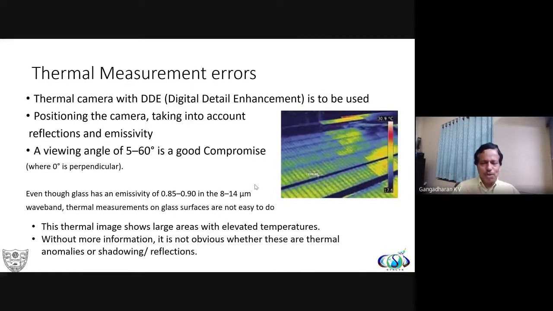So the problem was, if I take a perpendicular reading, it was giving wrong results. So later, through the documentation and the literature, it is understood a better view angle is 5 to 60 degrees. And too low is also not good. Remember, the vertical is called 0. From the vertical 0, I am moving at an angle of 5, at a slight angle.